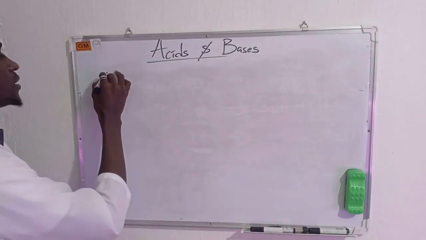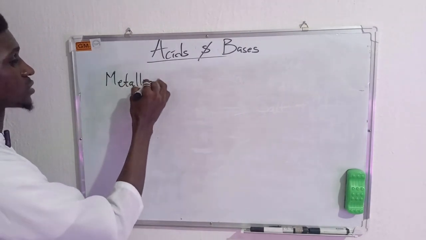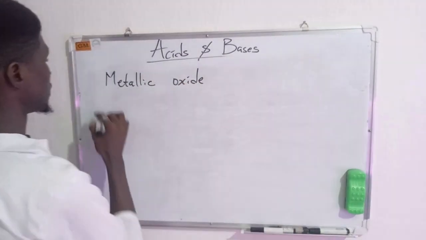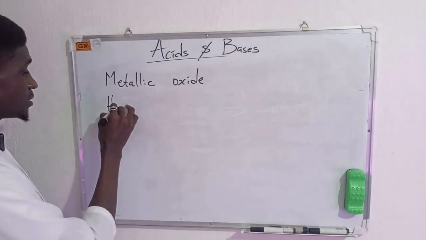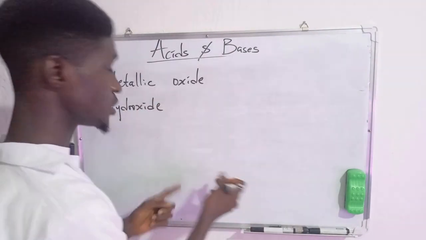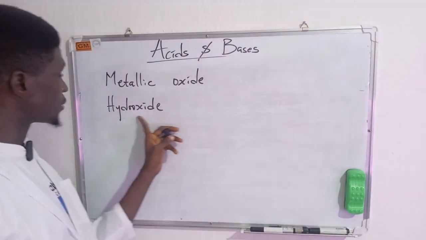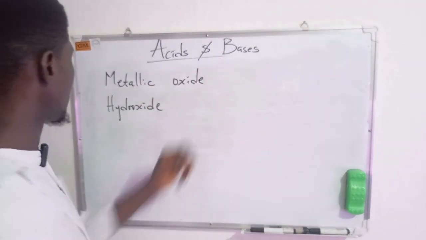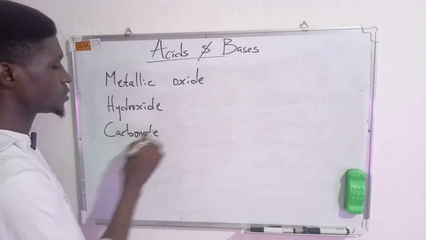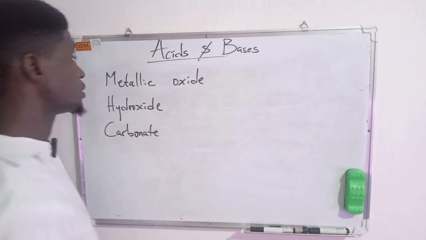One is a metallic oxide or metal oxide. A metal oxide is a base. The next one is a hydroxide. In the case of hydroxide, as I have mentioned here, the presence of hydroxyl ion indicates base. So hydroxide is what? A base. And the last one is carbonate. This is where students may find it difficult to understand, but I will break it down in this class.